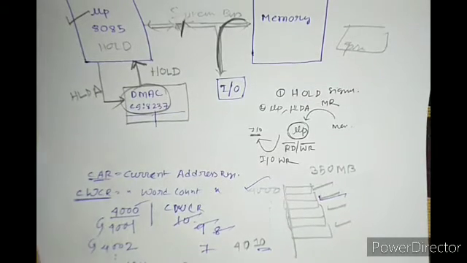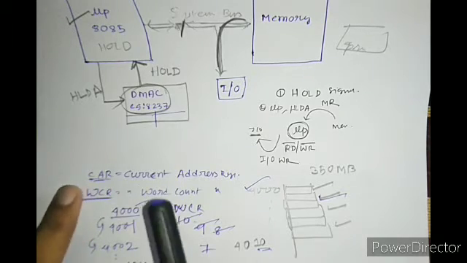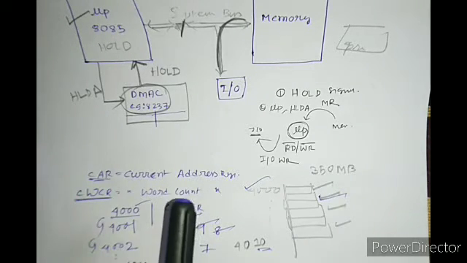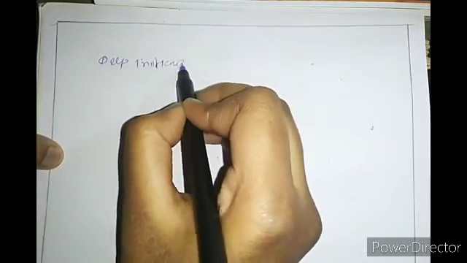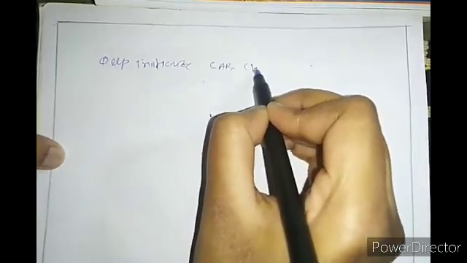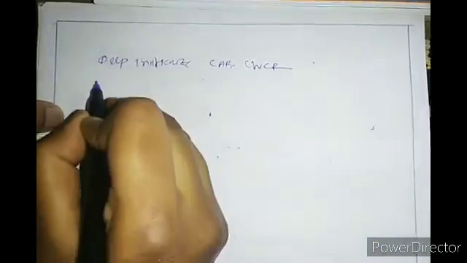You understand? So the first step is that the MUP initializes the address of CAR and CWCR. MUP initializes CAR and CWCR.